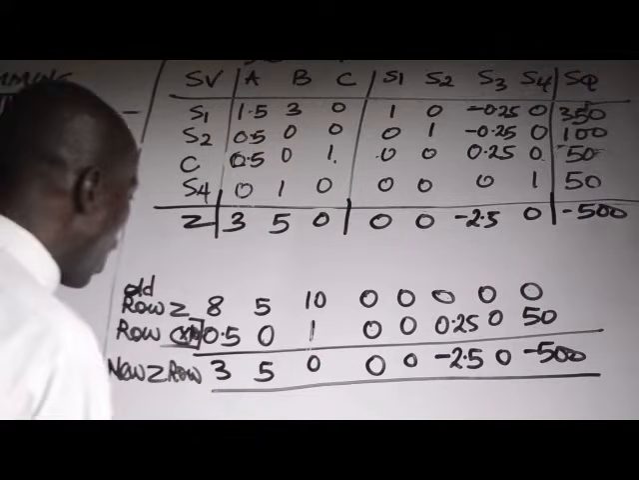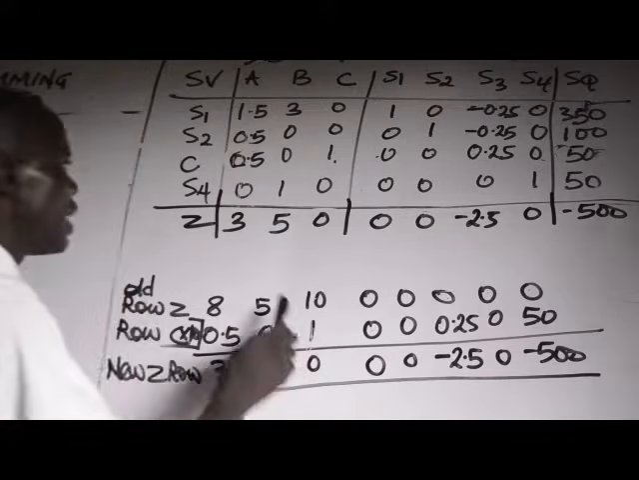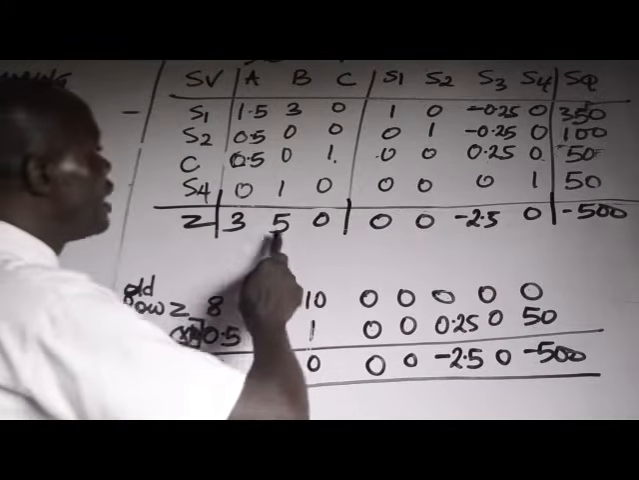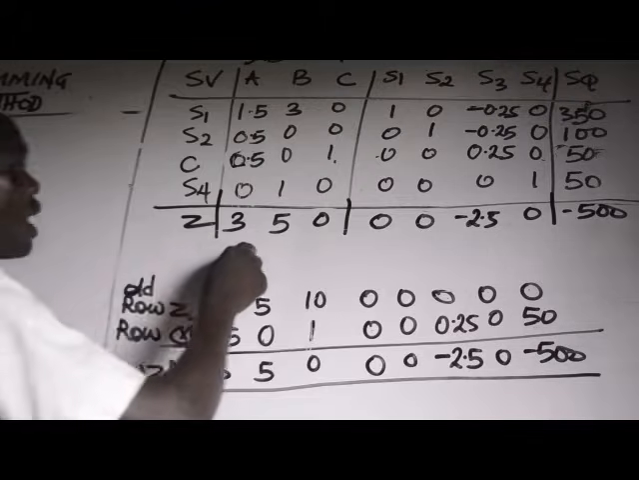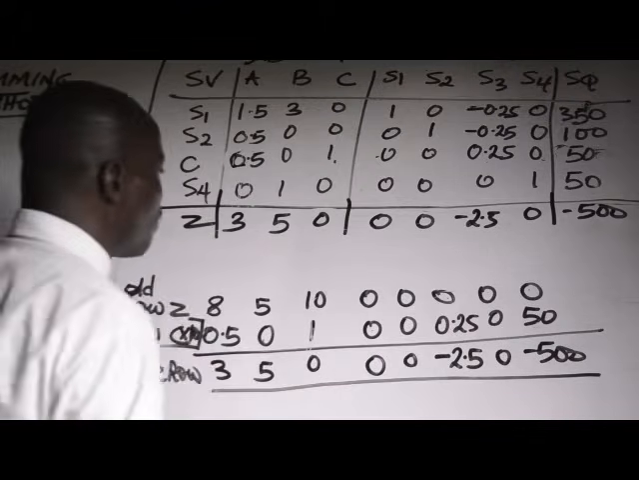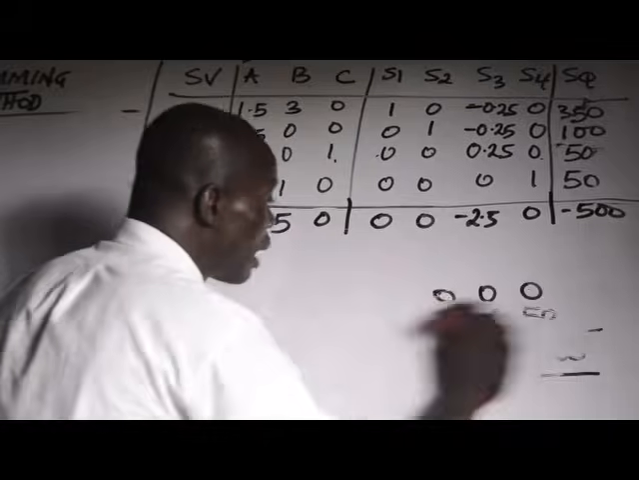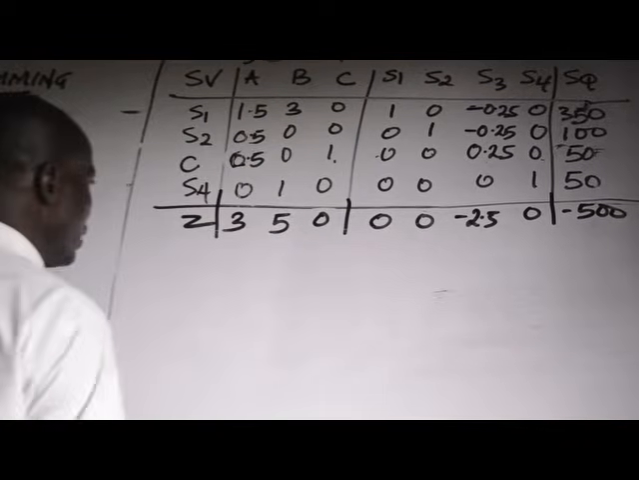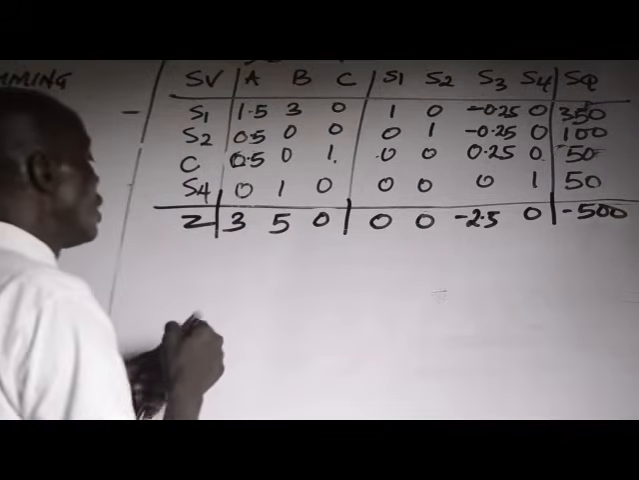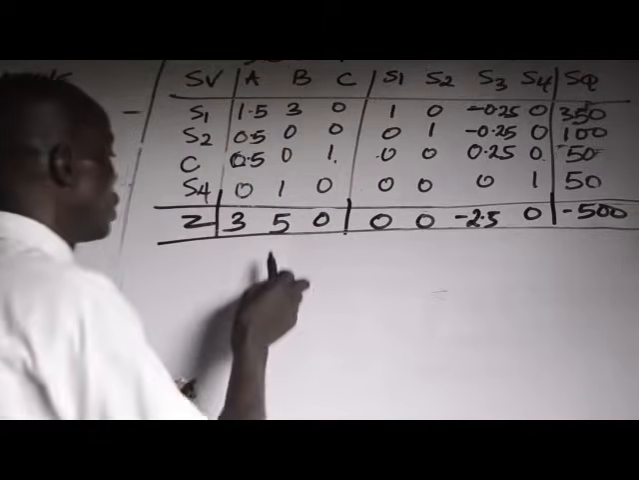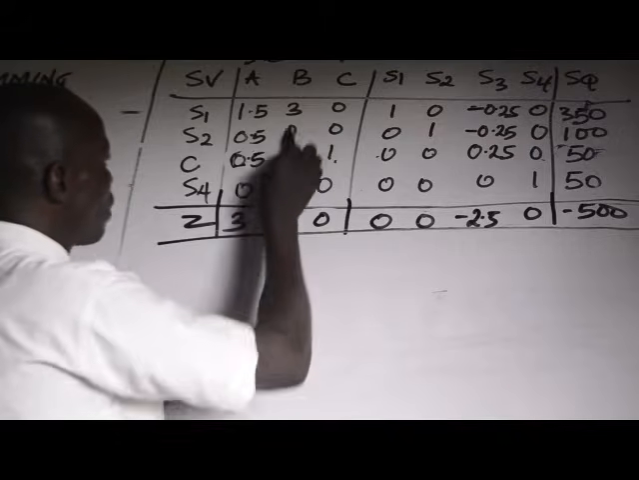I've told you that optimal solution is achieved when all the values within the objective function row turn to 0 or negative. We still have 3 and 5, which are not 0 or negative values at the objective function row. Therefore, you have to identify the new pivot again. To identify the new pivot, you use the column with the highest value in the objective function row. 5 is the highest value, so we are going to use this column.